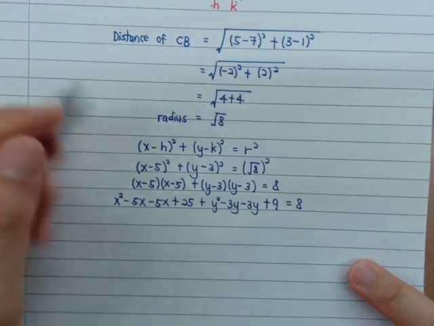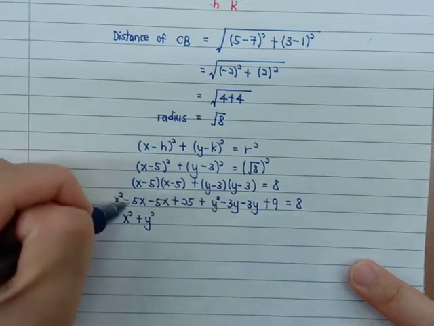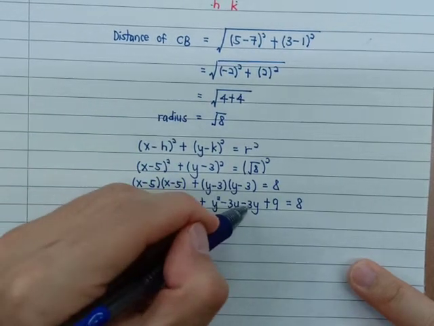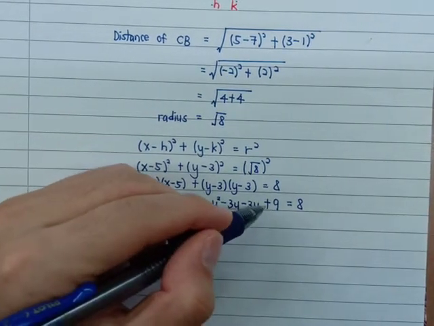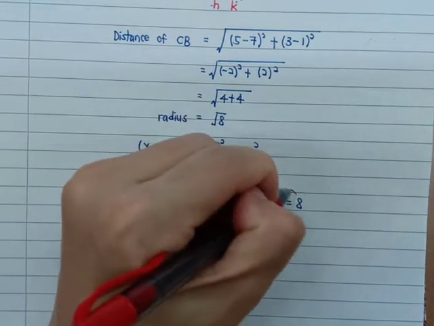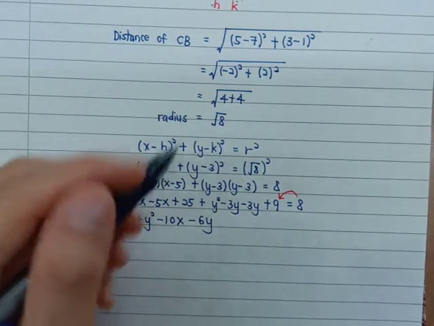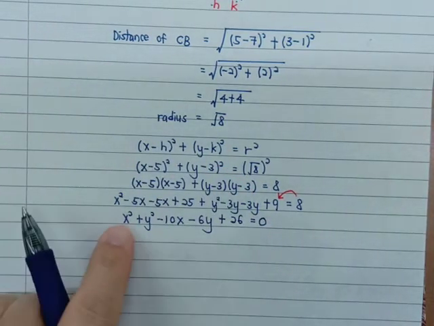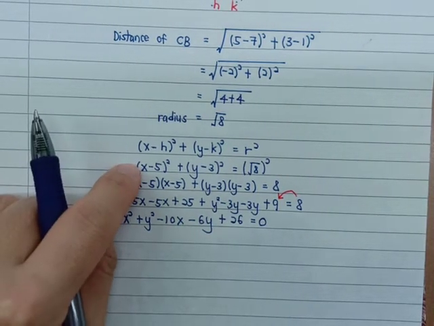So I try to simplify and arrange. x squared plus y squared. Negative 5x minus 5x is negative 10x. Negative 3y minus 3y is negative 6y. Finally, 25 plus 9, and then I move positive 8 to the left-hand side, which will become minus 8. That will be equal to 26. Positive 26 will be equal to 0. So this is the equation of the circle, and here is the standard form of the circle.